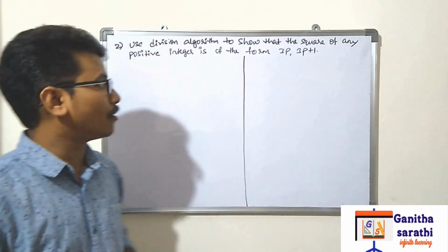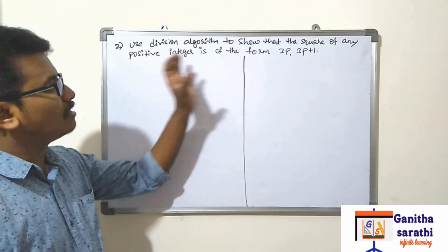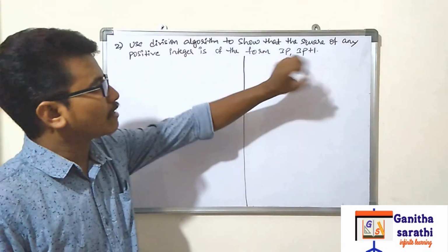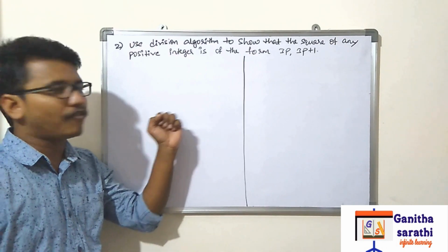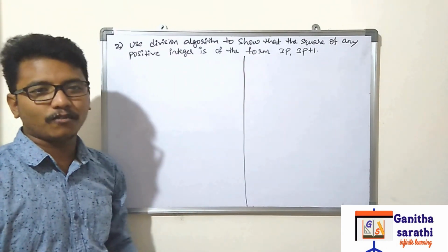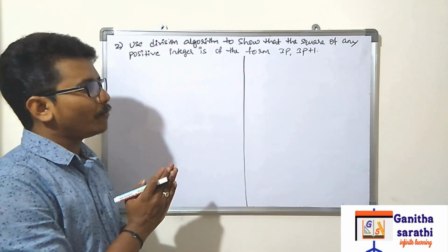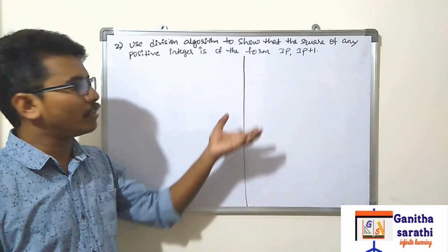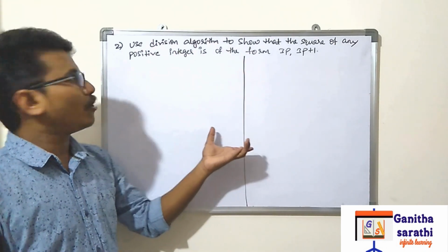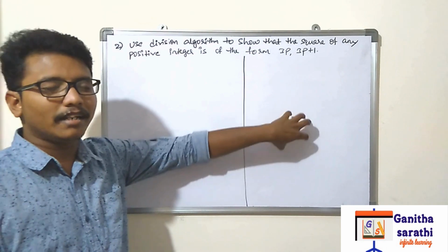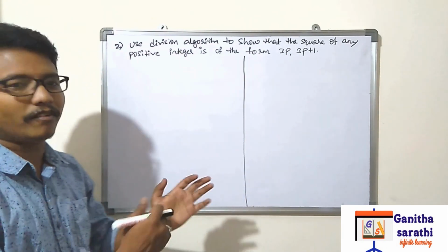See the problem which is on the board. Using Euclid's division algorithm, we have to show the square of any positive integer is of the form 3p or 3p plus 1. Okay. In the previous problem, we took the odd positive integer. This one will be the square of the positive integer. Next, I will be discussing the cube of the positive integer. Like this, we will be going.